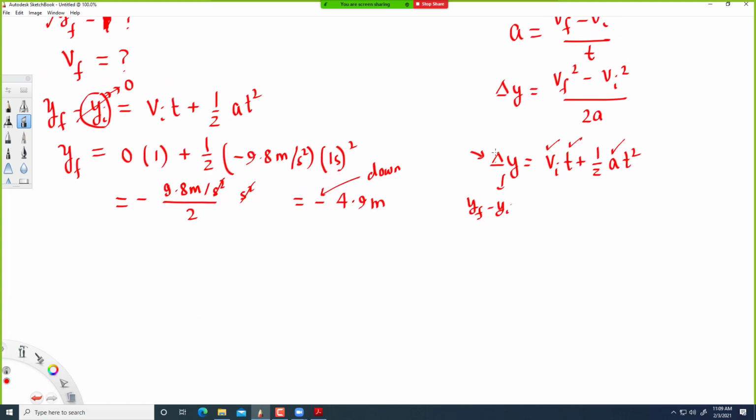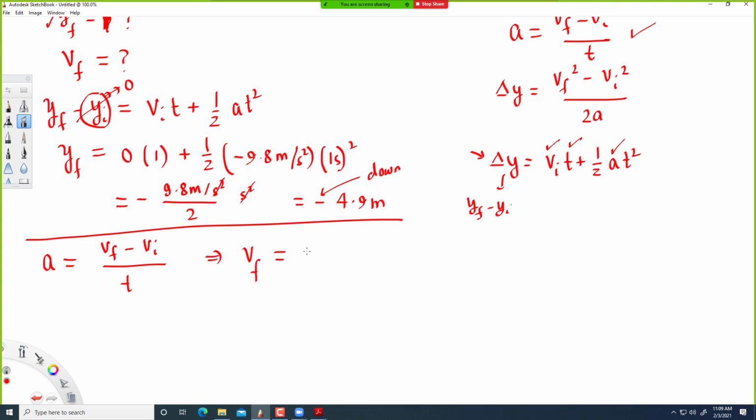So we have 3 formulas again. Which one should we use? Second one. Yeah, second one, we can use second one. We can also use the first one, this one. So a is V final minus V initial over t. Okay. So rearrange the terms. You can write this as V final is equal to V initial plus at. Okay, just rearranging the terms from left to right.